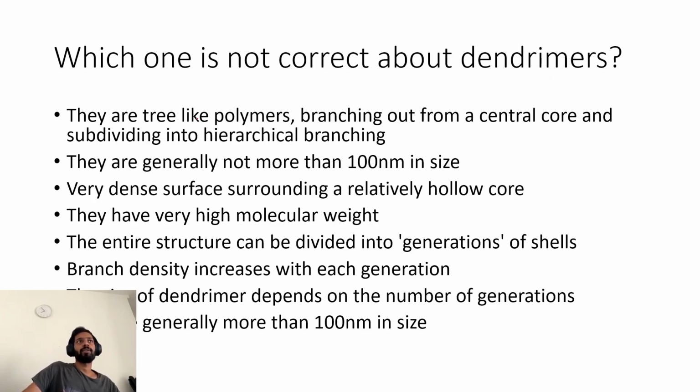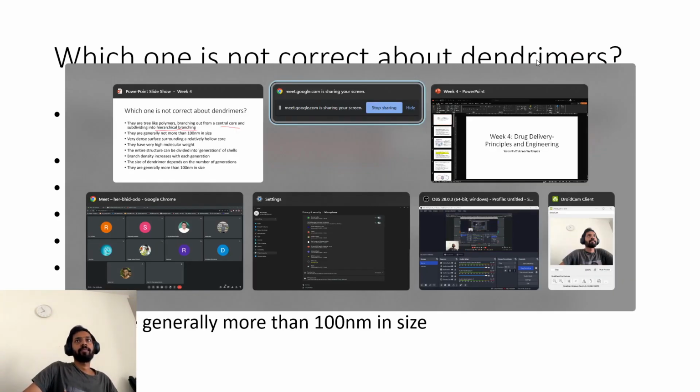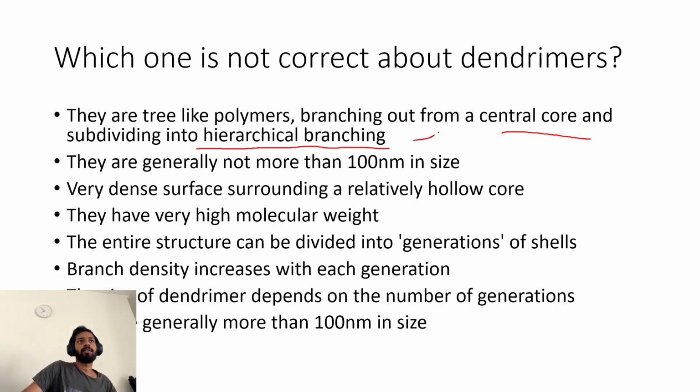But yeah, so if we go back to the question, they're asking which one is not correct about dendrimers. So they're tree-like polymers branching out from a central core and subdividing into hierarchical branching. Is this true? Yes, sir. It's true, right? Yeah. So that's true. They're generally not more than 100 nanometers in size. Is this true?